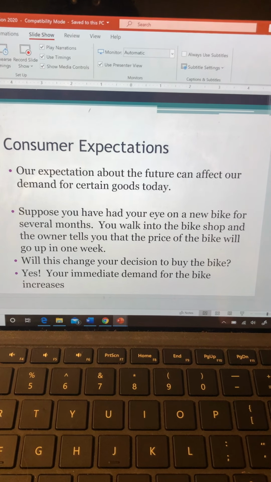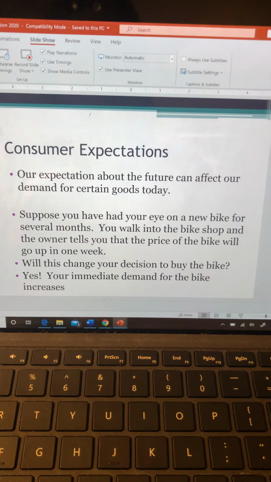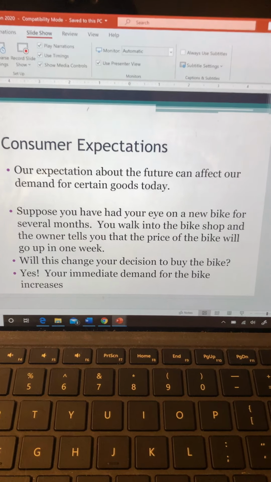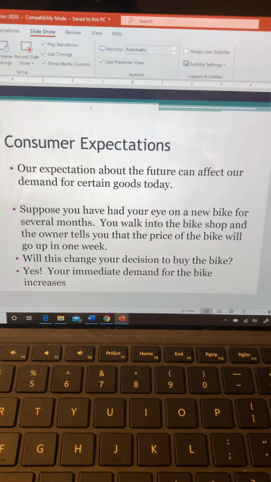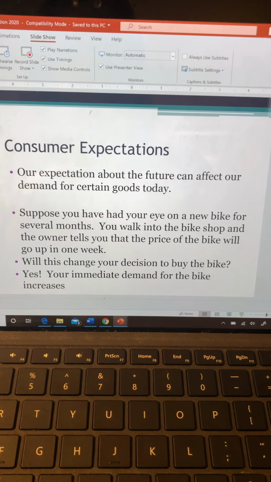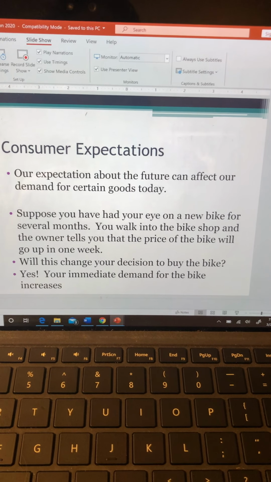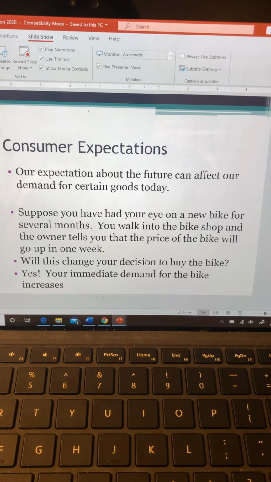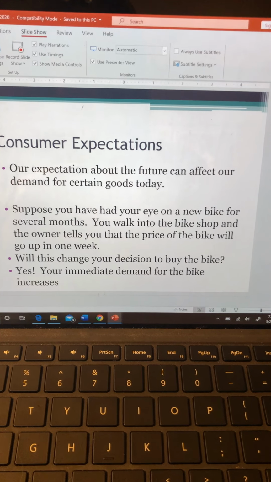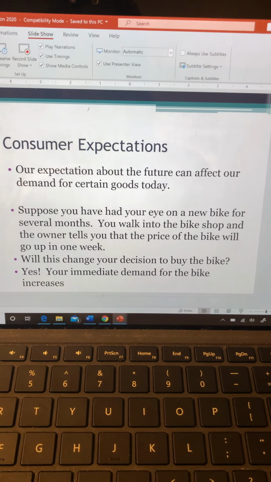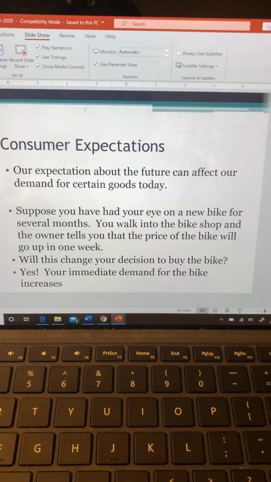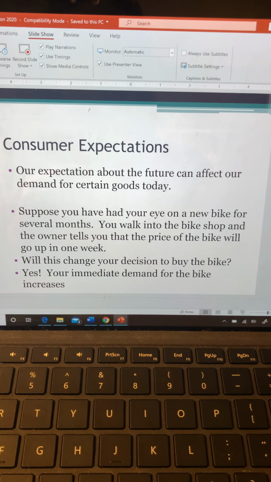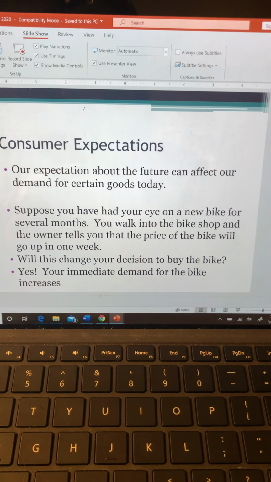Consumer expectations, so our expectation about what the future is going to bring about, can also affect our demand for certain goods today. So I say this to you girls in class all the time. Economics is really just about decisions that we make. And a lot of it's just common sense. So hopefully a lot of these ideas that I'm mentioning, and hopefully I'm not talking too fast, are clicking for you.